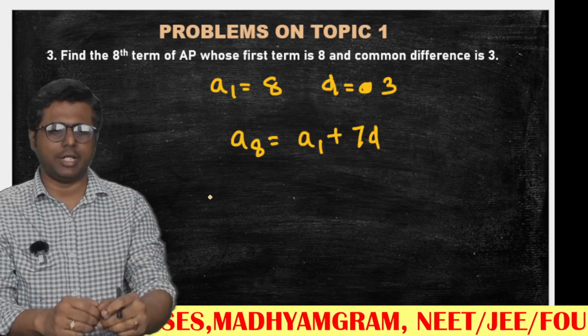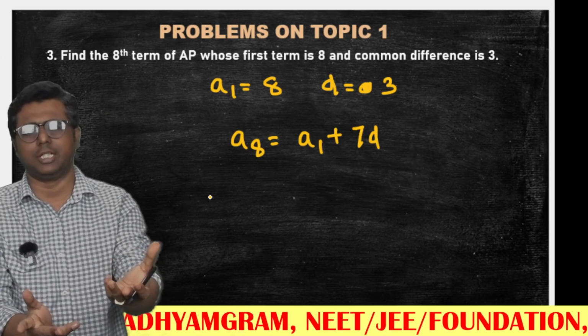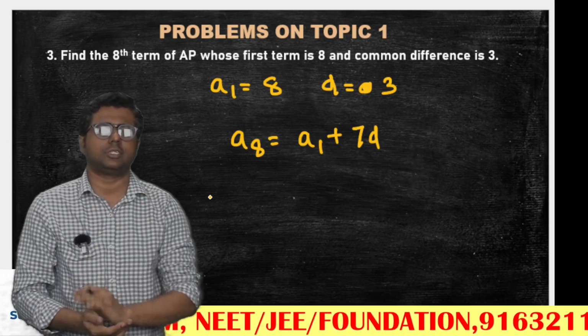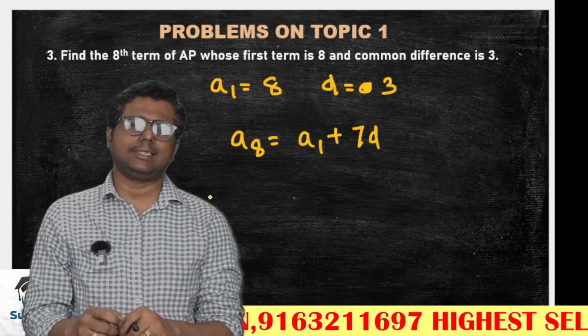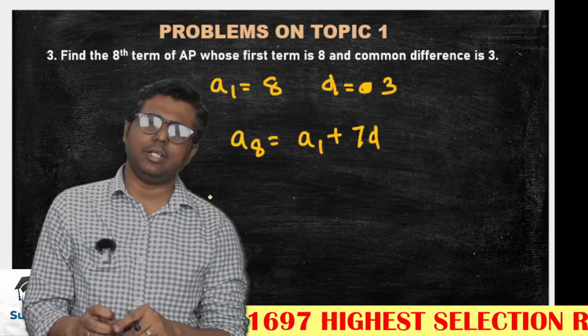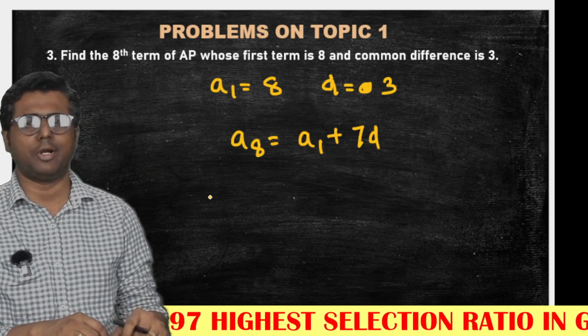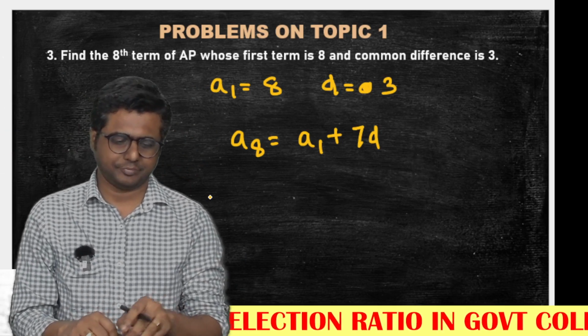So, let us wait for a minute, and you just complete this, right. Over. What is the answer? 8 plus 21, 29, I guess. Everybody got it? We can go ahead.